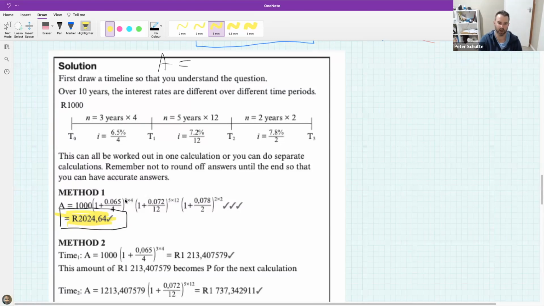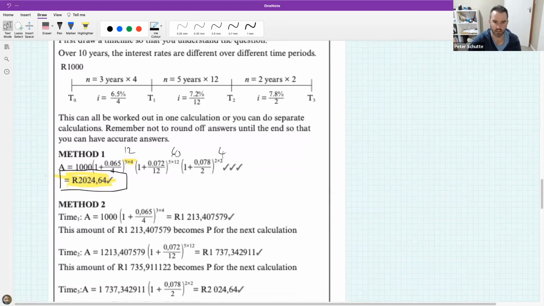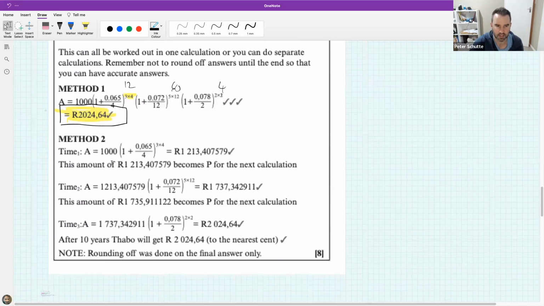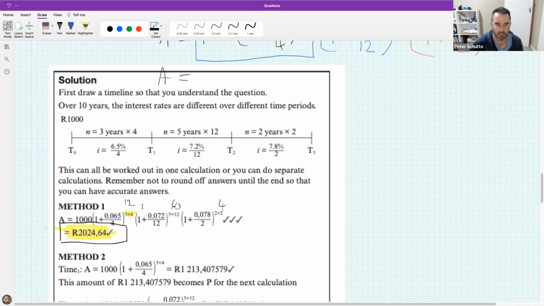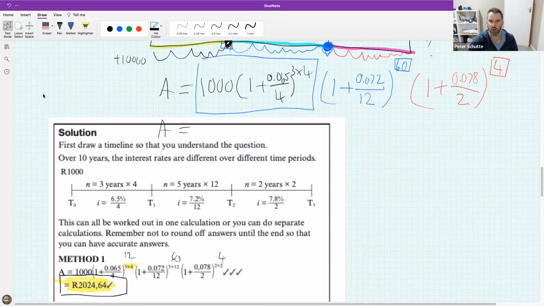So you should have a 12 here. Sorry, this should be 12, this should be a 60, and that should be a 4. Okay, so if you made a mistake, why don't you have another go? Even if you do it bit by bit, you should be getting this over here. So where could you have gone wrong? Try it again and give me a thumbs up once you've got it correct.